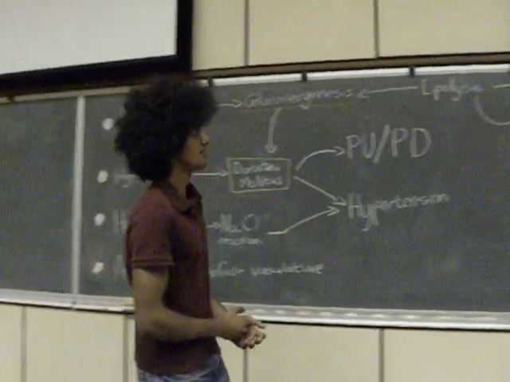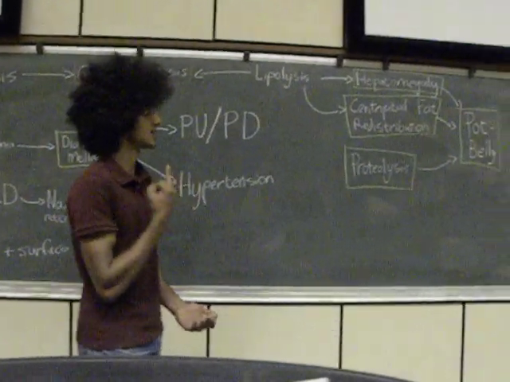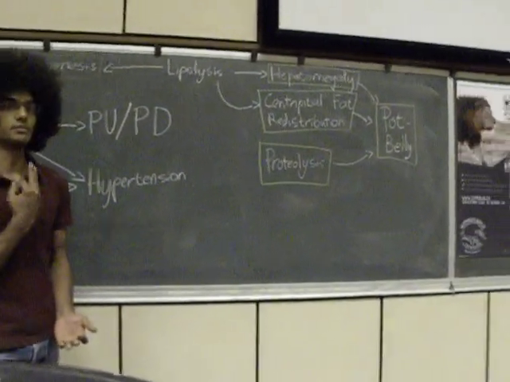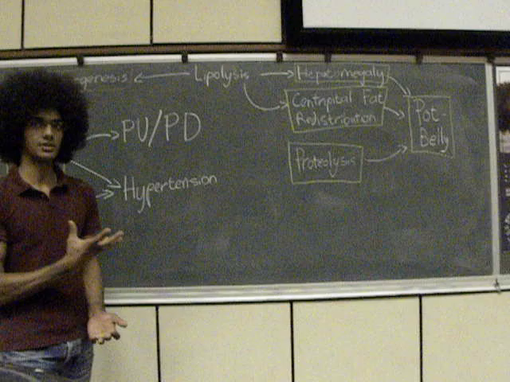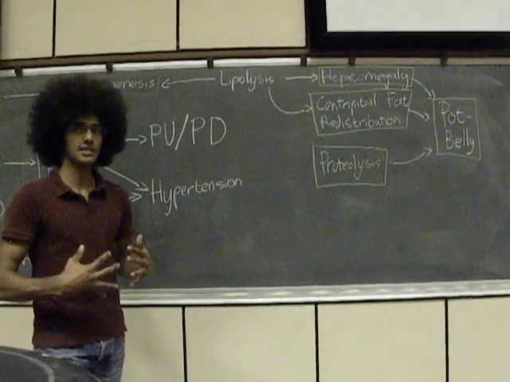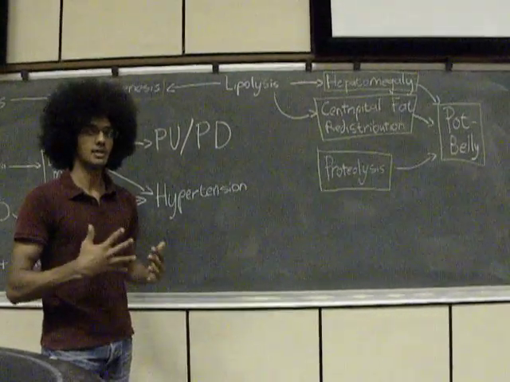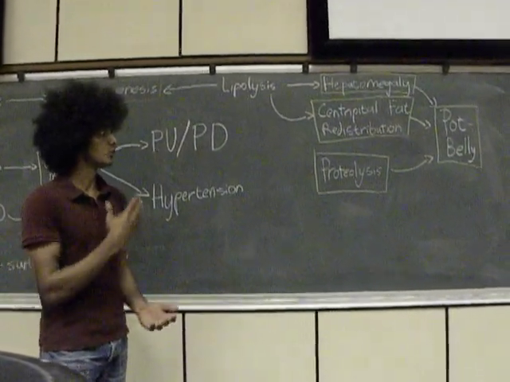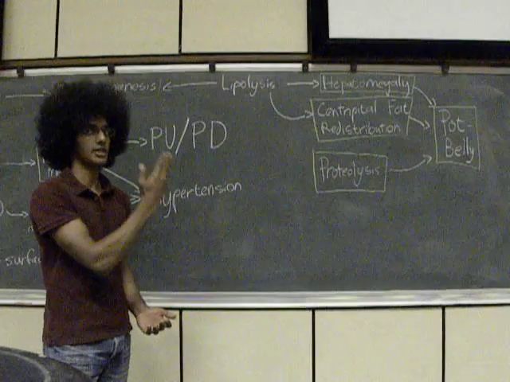Then just going back to lipolysis, it causes the hepatomegaly and the centripetal fat redistribution, and then the proteolysis will also cause weak muscles and will cause bulging of the abdominal muscles because it can't remain tense and maintain a tense abdomen, and all three of those factors will result in a pot belly.